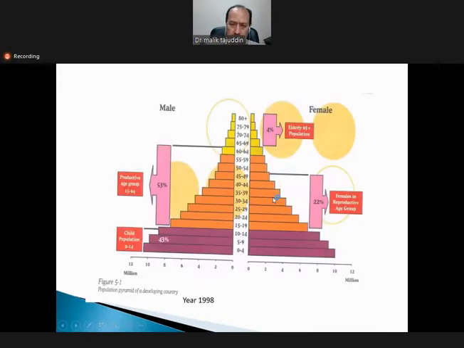Now see, in this elaborated population pyramid of the same kind, this is the age group 0 to 4, 5 to 9 age.